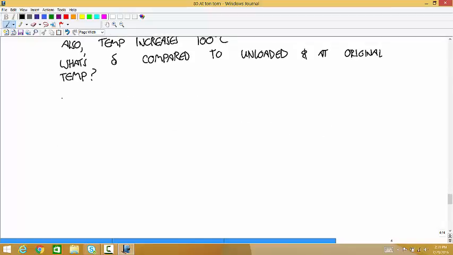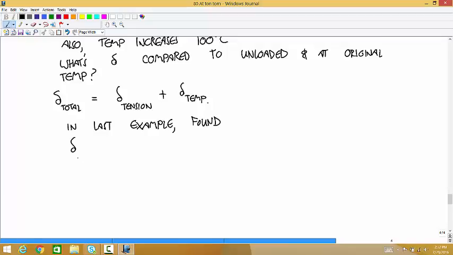Well, the total elongation is going to be equal to the elongation due to internal tension plus the elongation due to the temperature change. In the last example, we calculated the elongation due to tension. So we found that the elongation due to tension was 1.2 times 10 to the minus 5 meters.